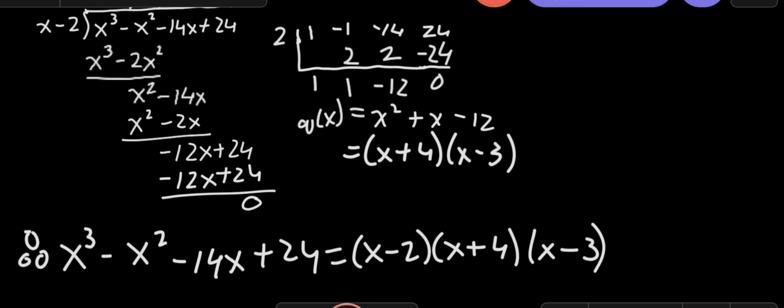Those are 2, negative 4, and 3. Yeah, that's what I said. Those are the x-intercepts. Understand? Yep. Okay. So that's how you use the factor theorem to factor.